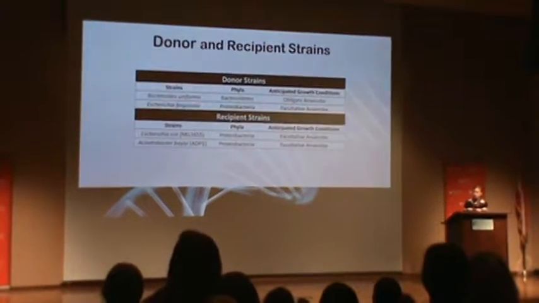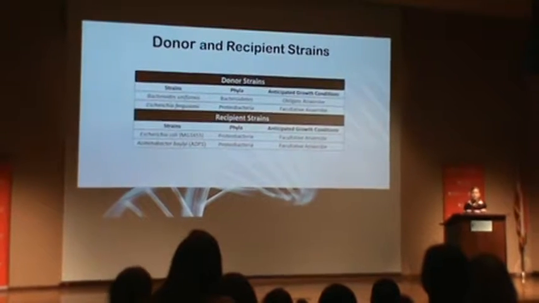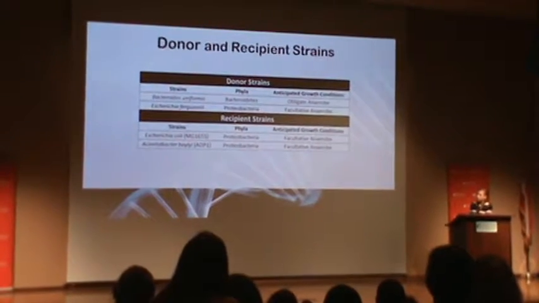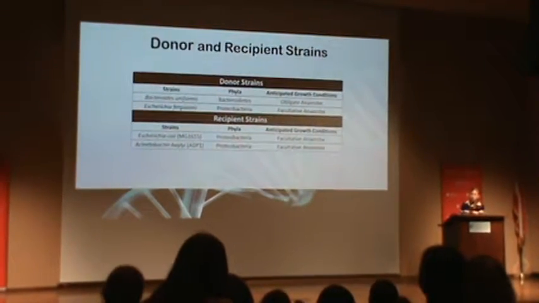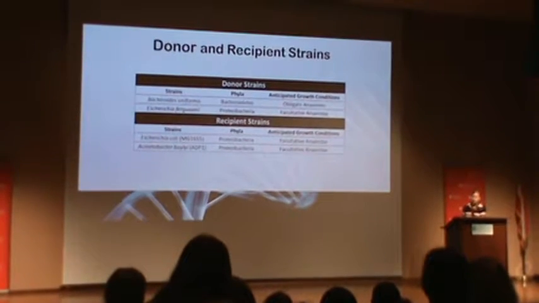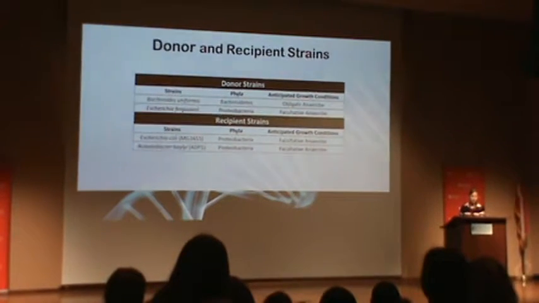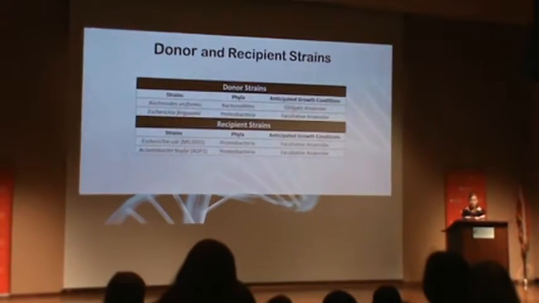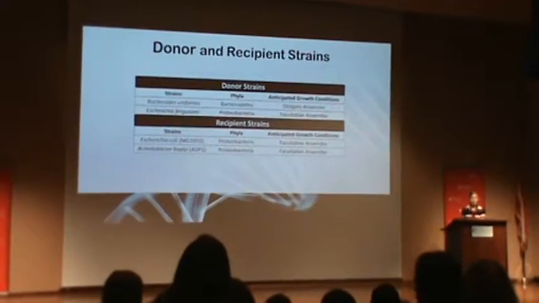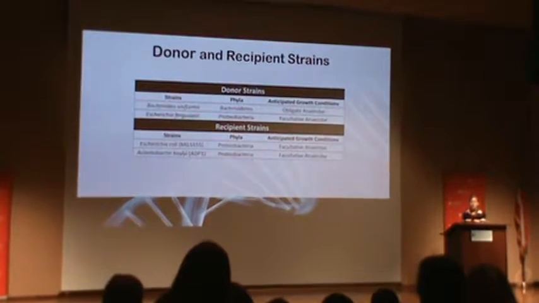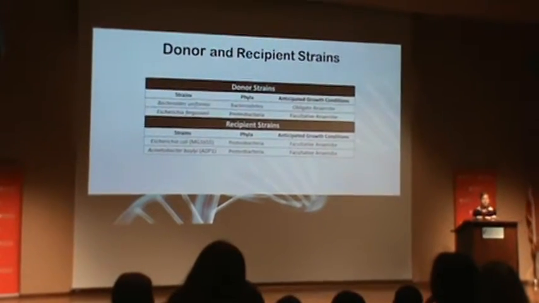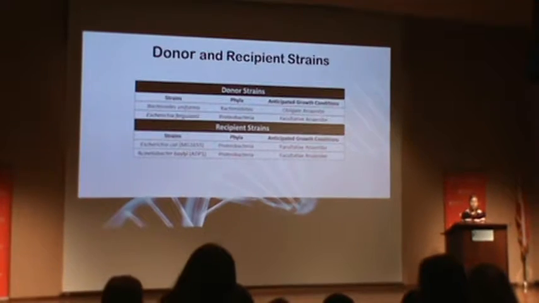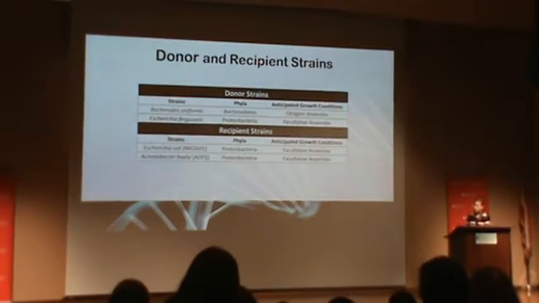So in order to test this, we used various recipient and donor bacteria. We used B. uniformis and E. fergusonii as the donor bacteria because they're commonly found in the human gut and they have known antibiotic resistance genes. And then we chose E. coli and Acinetobacter baylyi, or ADP1, because they reproduce quickly and they readily take up foreign DNA.